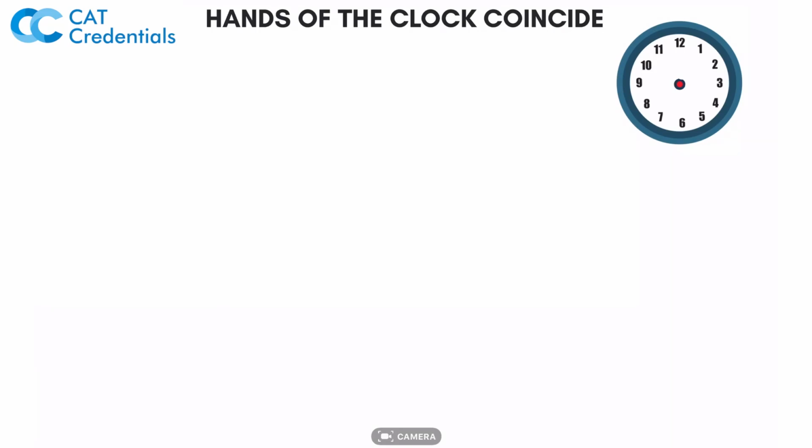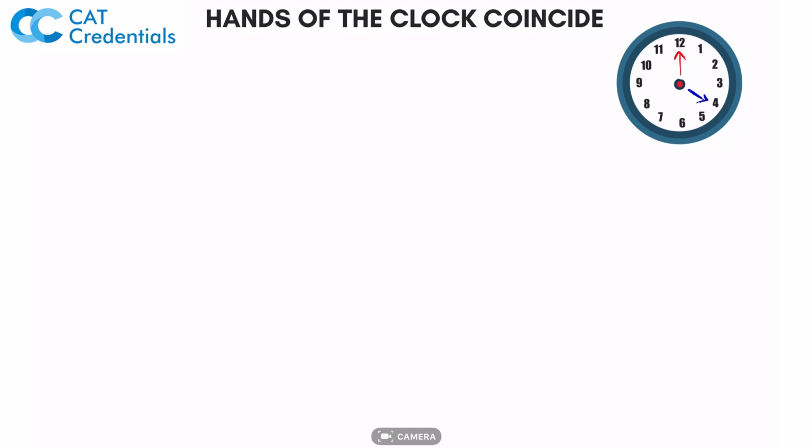So after knowing the speed, let's come on to the types of problem. And the first type of problem that I get here is hands of the clock coincide. Now I'm telling you that it is 4 o'clock in the watch. So my hour hand is here at 4 and my minute hand is here at 12.